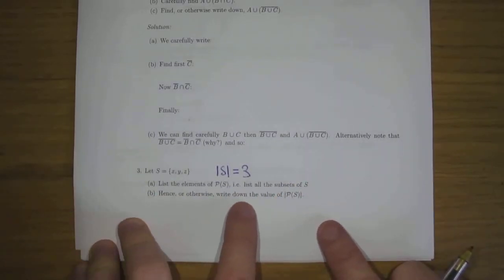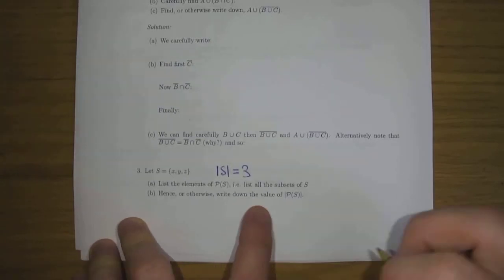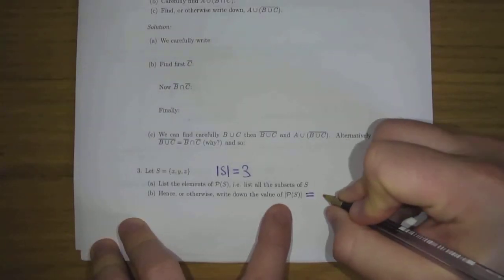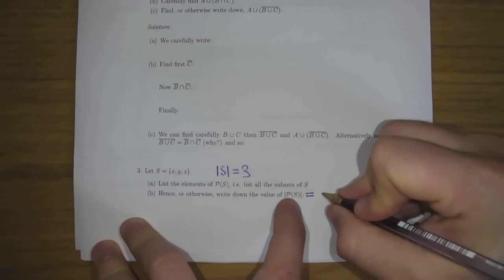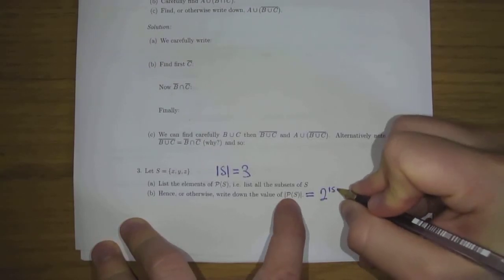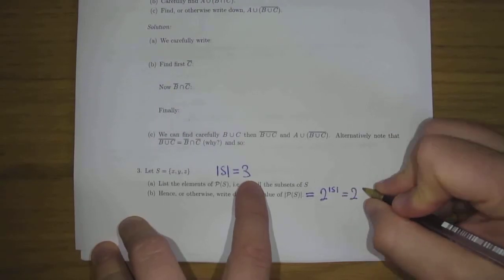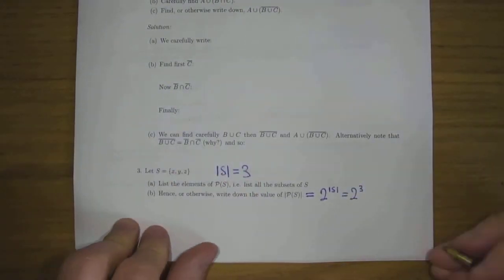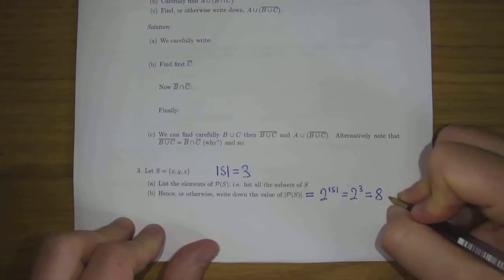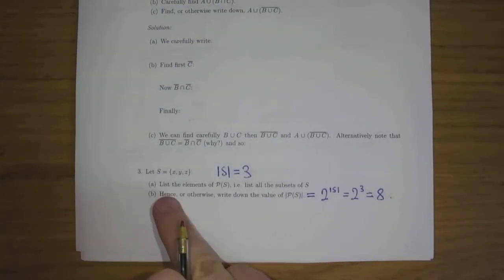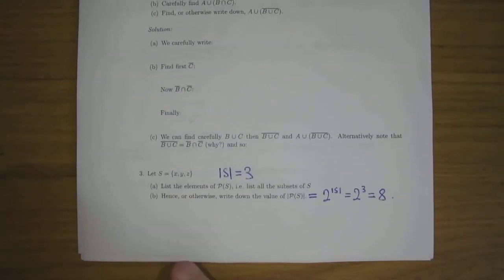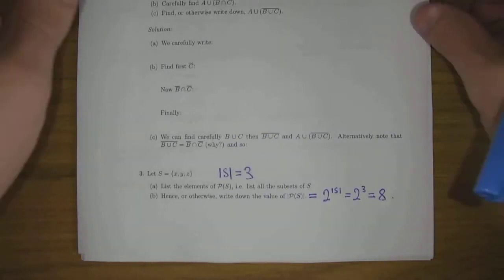Now the or otherwise I can do now, because we know that the number of subsets in the power set, the set of subsets, is 2 to the power of the number of elements in S, and there are 3 elements in there, so that's 2 to the power of 3, 2 multiplied by 2 multiplied by 2, which is just equal to 8. So that's that question done. Or else we can do part 1, and how would you do it hence? Well, if you listed all the subsets, you could just count them.